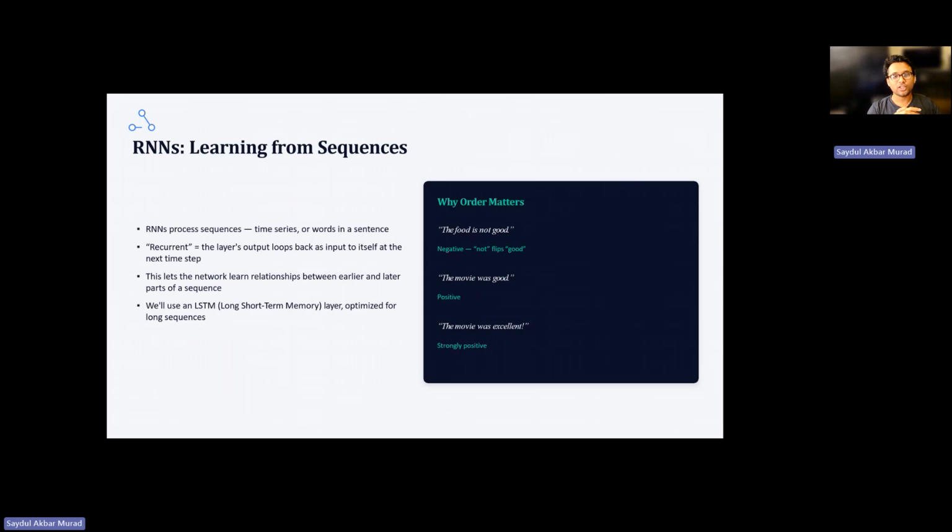Another thing: you see, the movie was good, positive. The movie was excellent, that is strongly positive. So the keywords, the words that we use in our sentence, are really important to analyze a sentence. Is it positive or negative? What is going to be the future word? I can connect that with ChatGPT, exactly. That has these things.